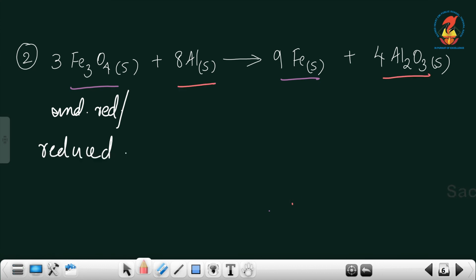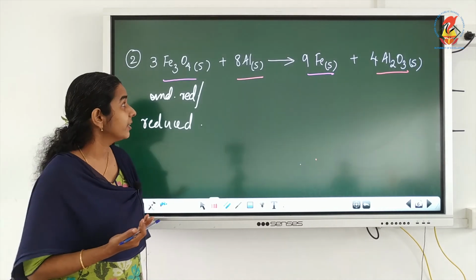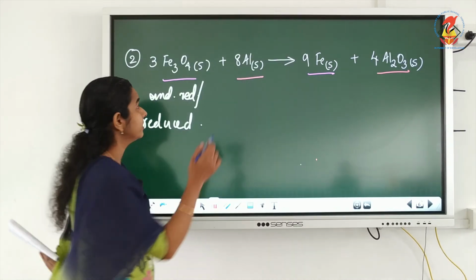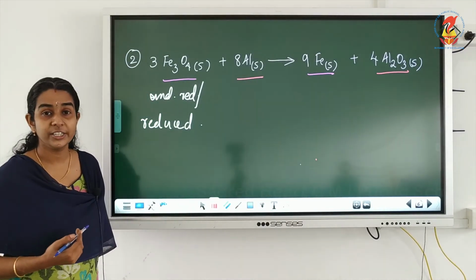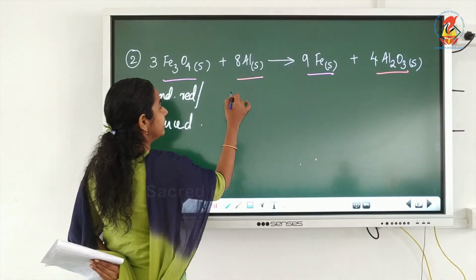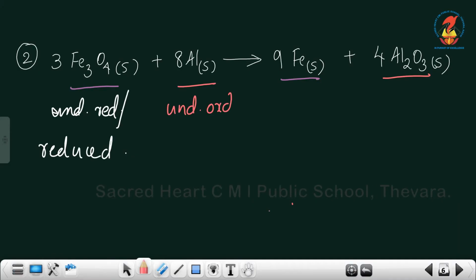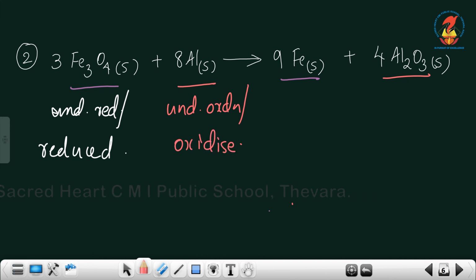And see what happens to aluminium here. Aluminium becomes Al2O3 by combining with oxygen. So, addition of oxygen, or combining with oxygen, we call oxidation. So, who is undergoing oxidation here? Aluminium. So, it is undergoing oxidation, or we can say it is getting oxidized.